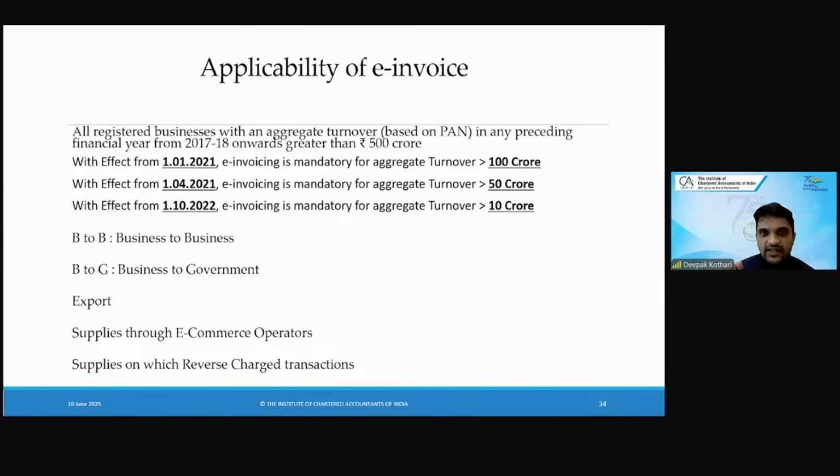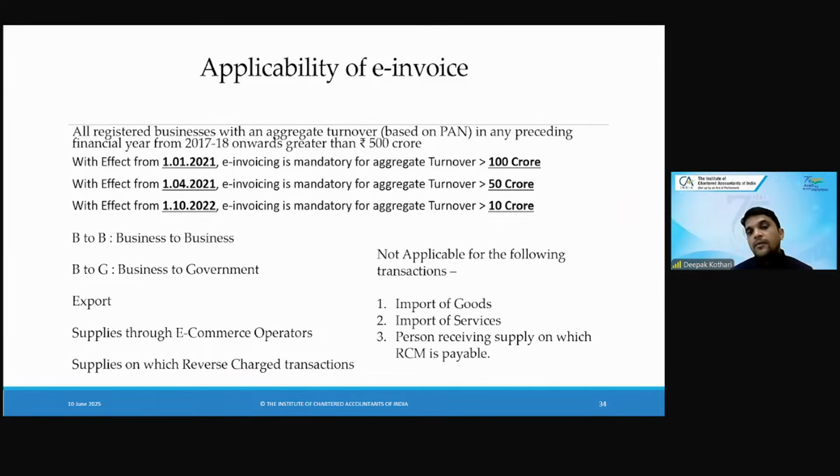So B2B transactions, B2G, when you're doing any supply to a government, then also you have to raise an e-invoice. All your exports, you will have to raise the e-invoice. Supplies through e-commerce operators and supplies on which RCM, reverse charge, is getting attracted, there you will raise an e-invoice. But it is not applicable for the following transactions.